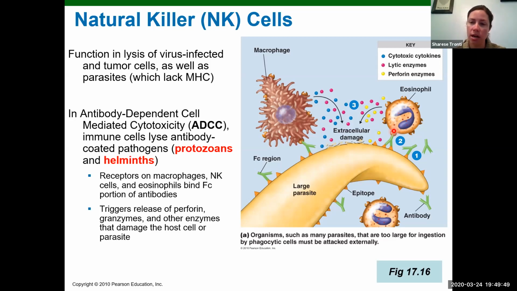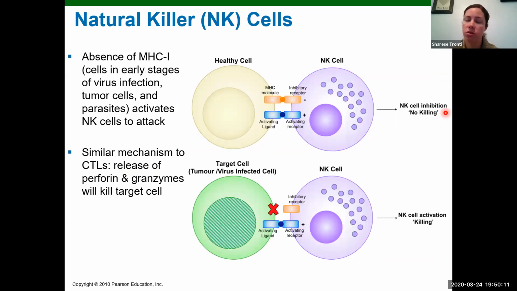And that will initiate these immune cells to release the same things. Perforin is going to kill it. Granzymes will also kill it. And other lytic enzymes will help to digest it. So that was how natural killer cells will kill parasites. And we said natural killer cells will also kill virally infected cells.